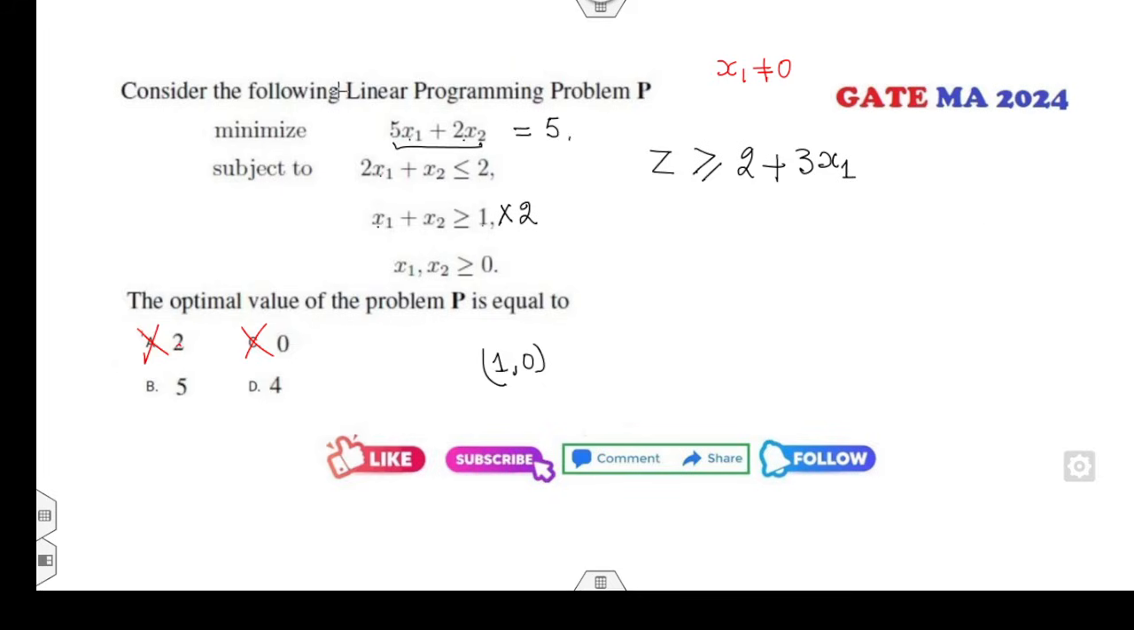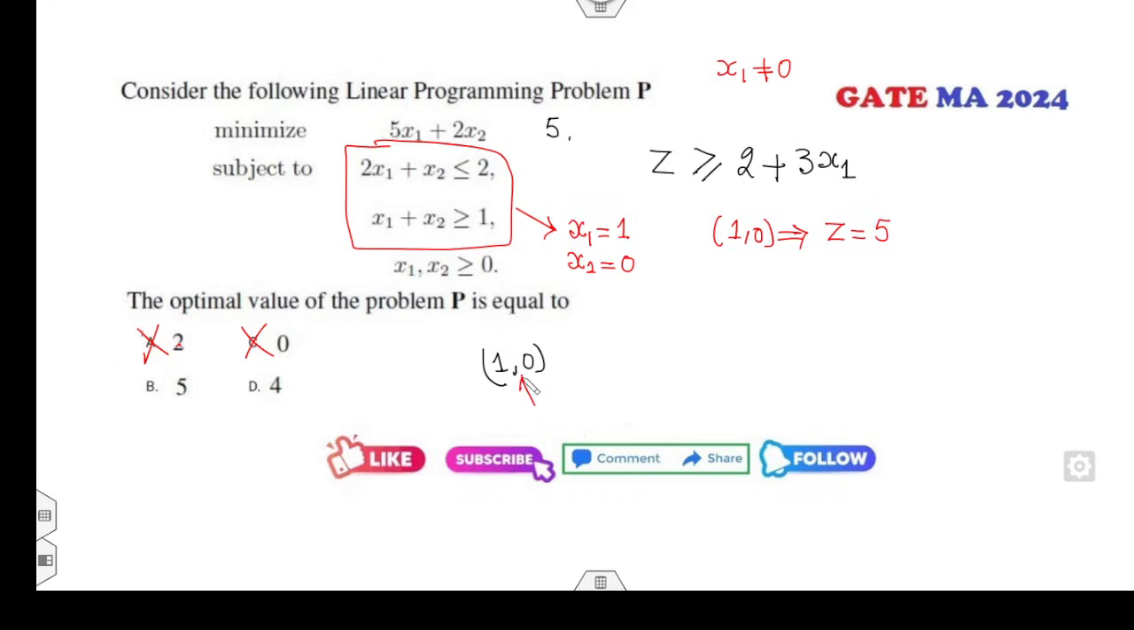Is it okay? Now because we are unable to write more equations, how can you do that? You can simply solve the given constraints. If you subtract them, x1 will be 1, x2 will be 0. So the point is (1,0). The corresponding value of z is 5, and the point you found earlier, that value is also 5. So the right answer is 5.